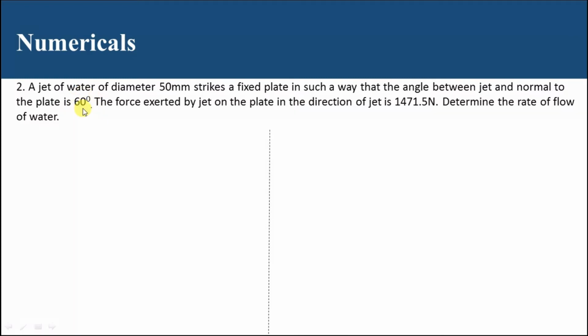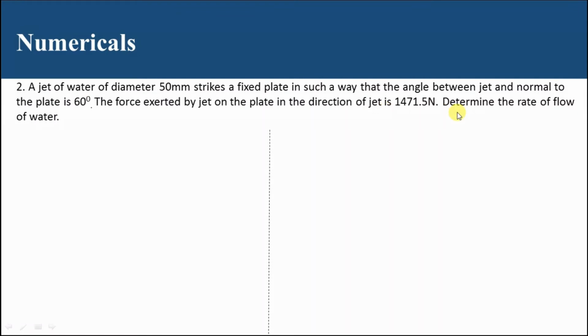This 60 degree is 90 minus θ. Remember, in the last case the direct angle between jet and plate was given, θ was given. In this case the angle between the jet and normal to the plate is given, so it is 90 minus θ. The force exerted by the jet on the plate in the direction of the jet is 1471.5 Newton. That means the force Fx is given.